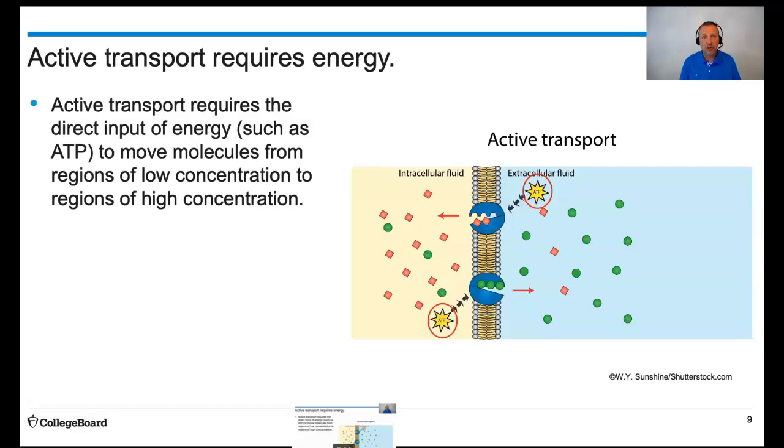That is a difficult thing to do because that's like thinking about going uphill, right? Anything that's uphill is going to need an input of energy. So, active transport uses ATP as its energy source, and it moves ions or other molecules against their concentration gradient.